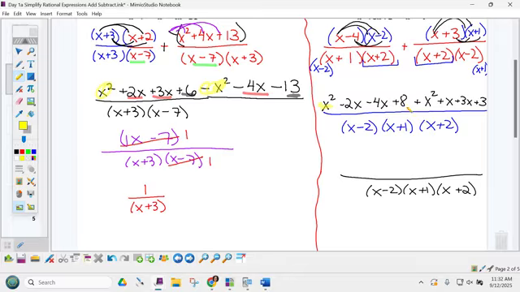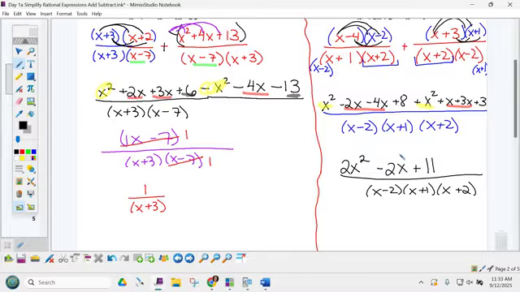I see x squared plus x squared. That's 2x squared. I see plain x's here. So negative 2x minus 4x is negative 6. Negative 6 plus 1 more is negative 5. Plus 3 more is negative 2x. And then the constants, 8 and 3, add to 11.